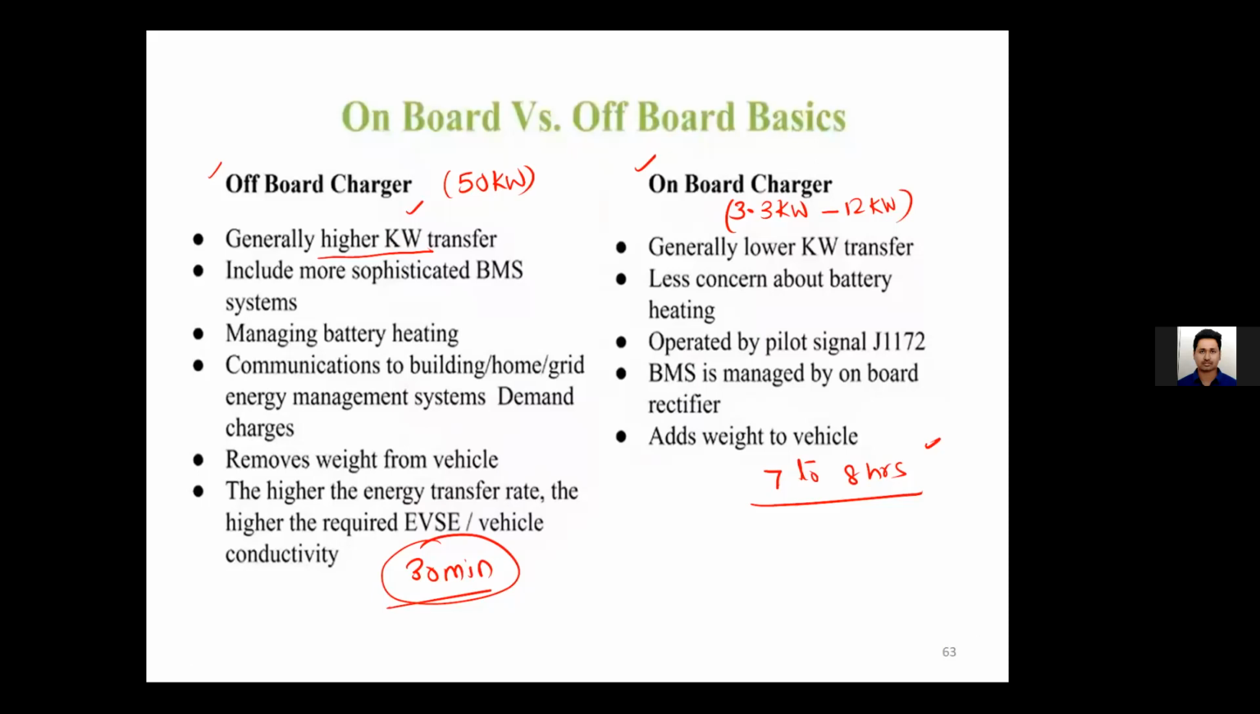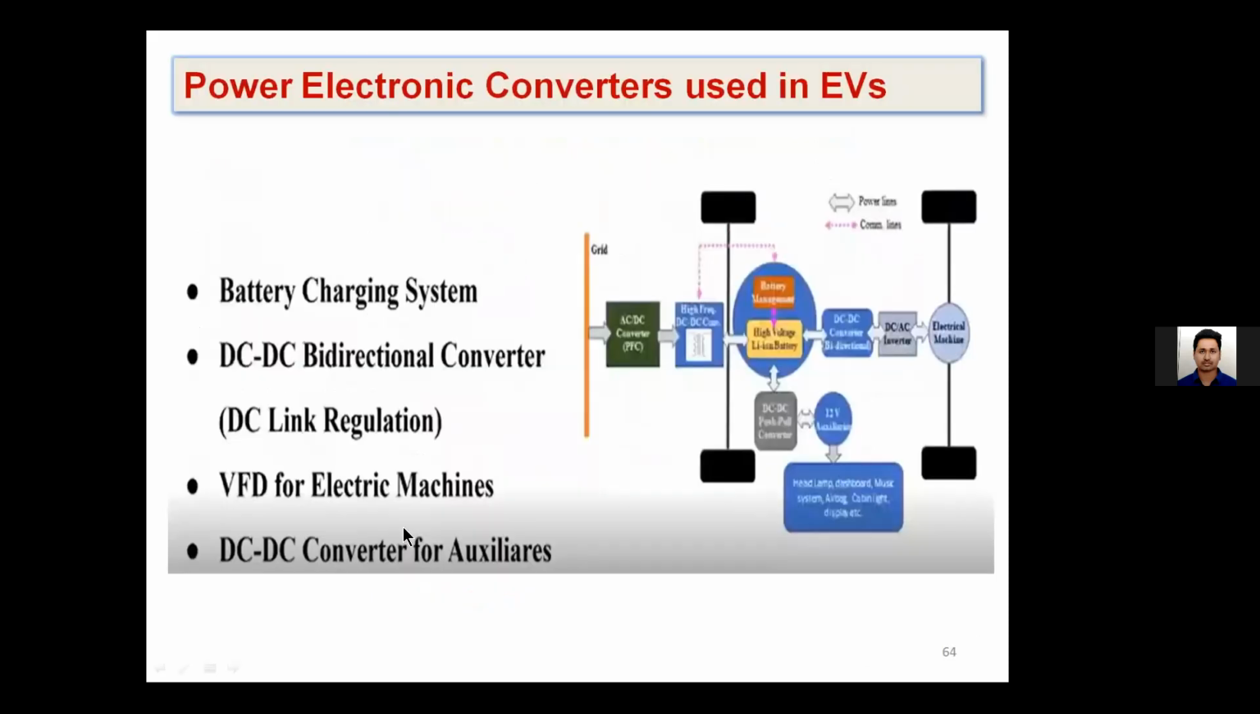So charging time is one of the constraints here. Okay. So just now we have discussed the necessity of power electronics to feed the motor or any other application. So basically, it requires some battery management system, some DC to DC bidirectional converter, VFD, variable frequency drive for electric machines, and DC to DC converter for auxiliaries. Here also we require some conversion by using a push-pull converter.